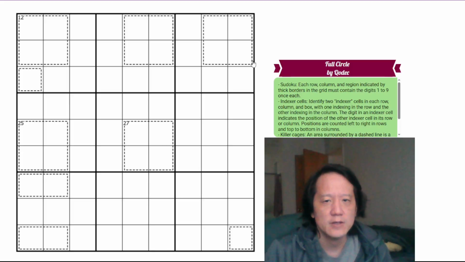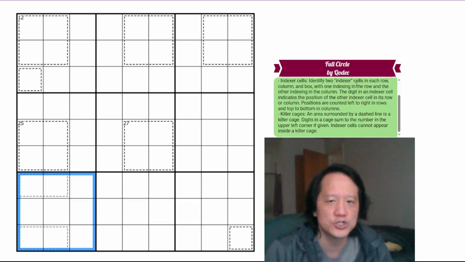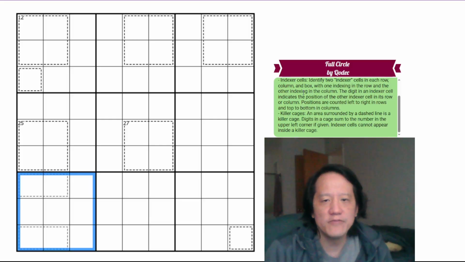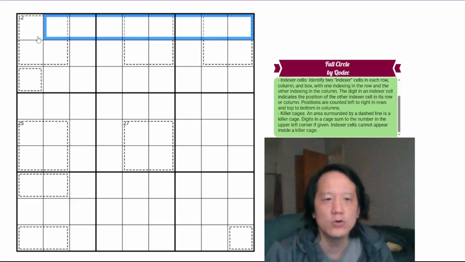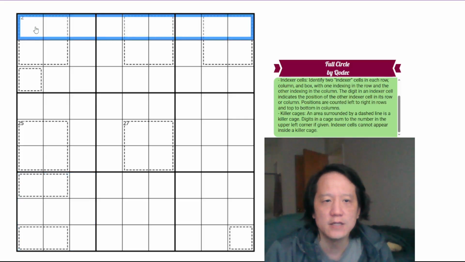Here are the rules. We have Sudoku, where every row, column, and region indicated by thick borders in the grid, which is a designated 9-cell region, must contain the digits 1 to 9 once each. We have indexer cells, where we need to identify 2 indexer cells in each row, column, and box, with one indexing in the row and the other indexing in the column.